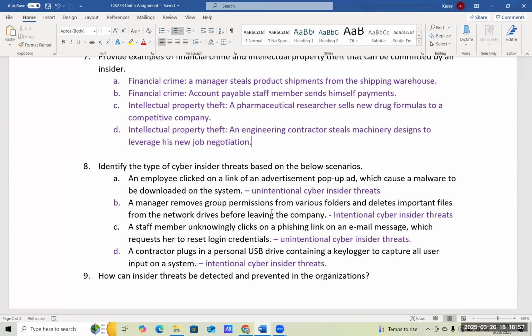Okay. A staff member unknowingly clicks a phishing link in an email message, which requests her to reset her login credentials. This is an unintentional cyber insider threat. It could also be negligence if they had training. If they haven't had training, then it is just unintentional, right?